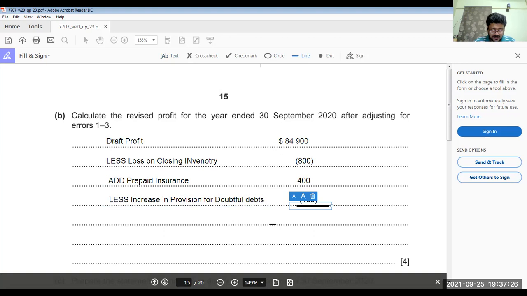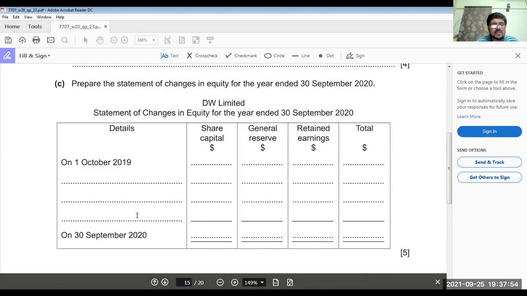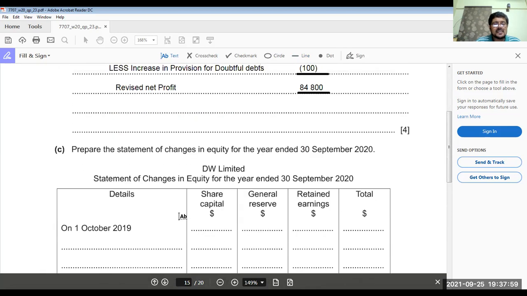So the corrected net profit would be how much? 84,900 minus 800 plus 400 minus 100. The answer is 84,400, revised or corrected net profit. Okay. Then, 4 marks. What is this? Oh, we have to prepare a statement of changes in equity for the year 30th September 2020.